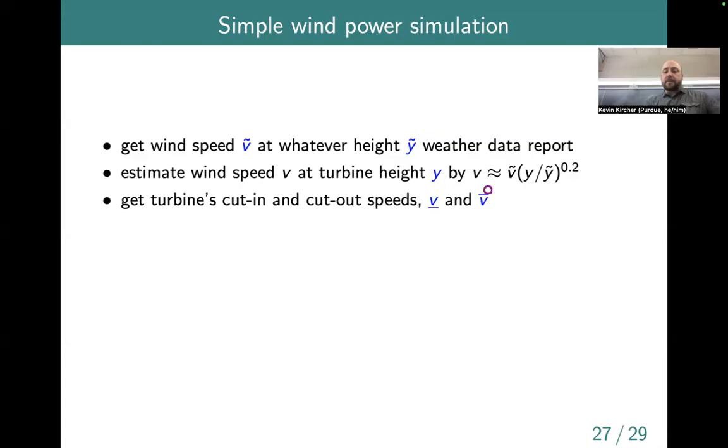And then you look up the type of turbine that you're modeling, which typically would have what's called a cut-out and a cut-in speed. So these are big rotating machines. They don't like to operate at very, very low RPM or at very, very high RPM. So basically to protect the bearings and the components of the machine, they will turn off when there's very low wind speed, and they will also turn off when there's very high wind speed.